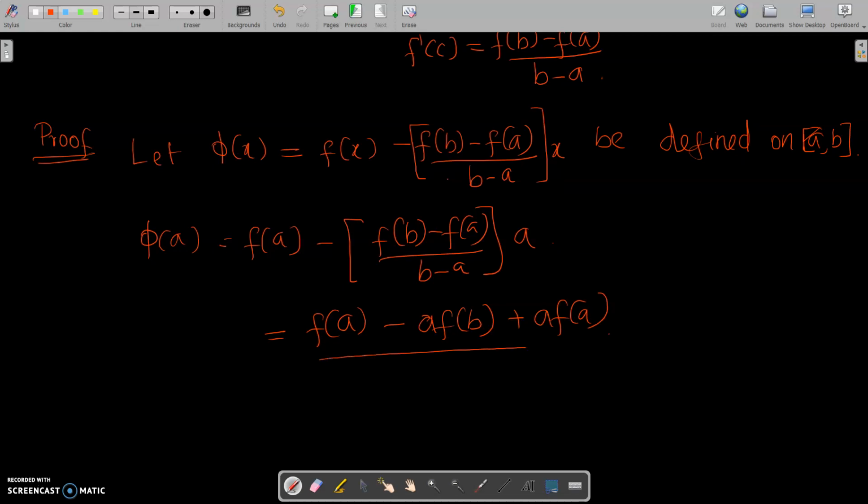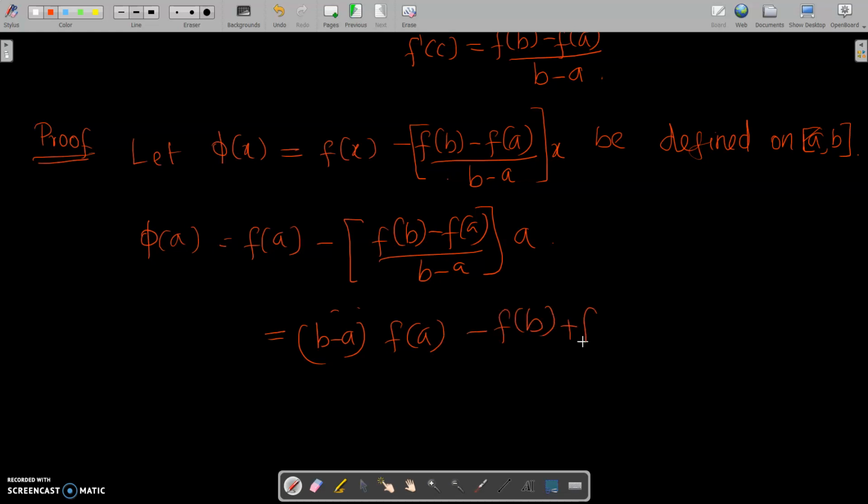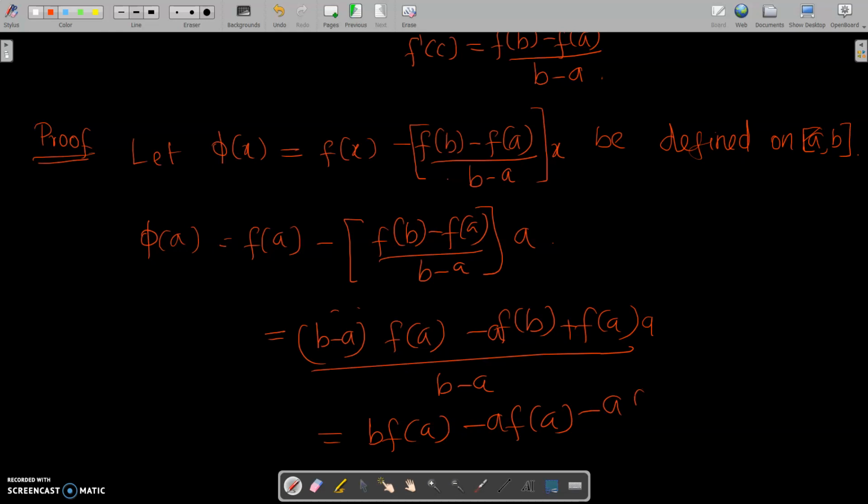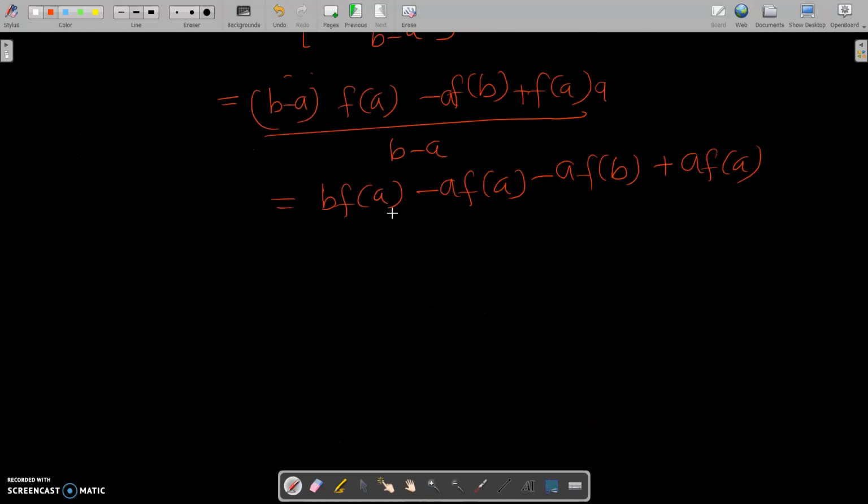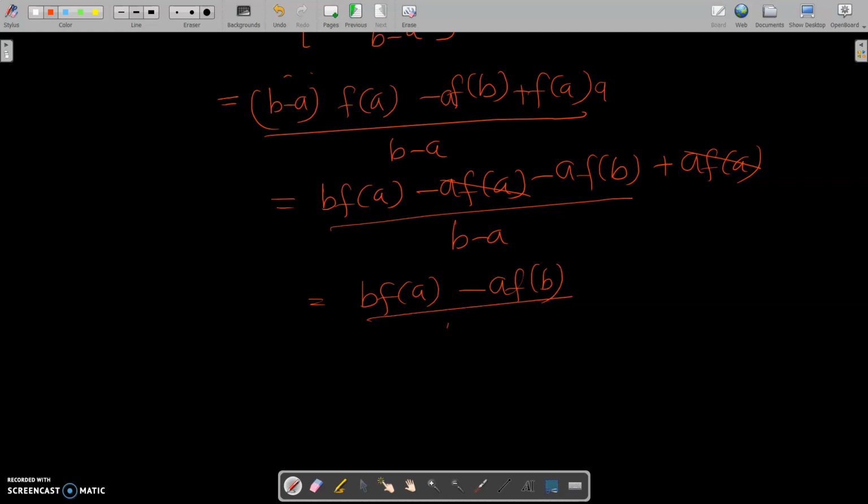Okay, so this is totally, let me rub this out, that is, b minus a into f of a minus f(b) plus f(a), sorry, put a here also, into a, divided by b minus a, which is equal to b f(a) minus a f(a) minus a f(b) plus a f(a) divided by b minus a. These two cancel out, so what remains? b f(a) minus a f(b) divided by b minus a.